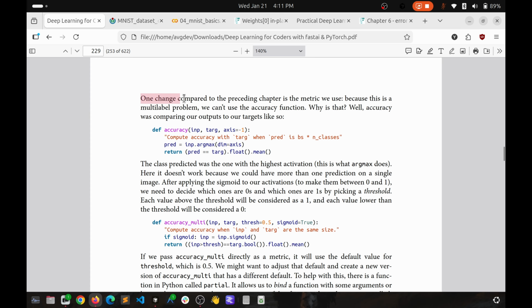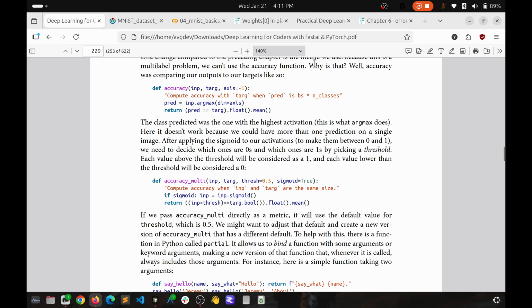One change compared to the preceding chapter is the metric we use. Because this is a multi-label problem, we can't use the accuracy function. Why is that? Well, accuracy was comparing our input to our targets like so. Here, the class predicted was the one with the highest activation. This is what argmax does. Here, it doesn't work because we could have more than one prediction on a single image.